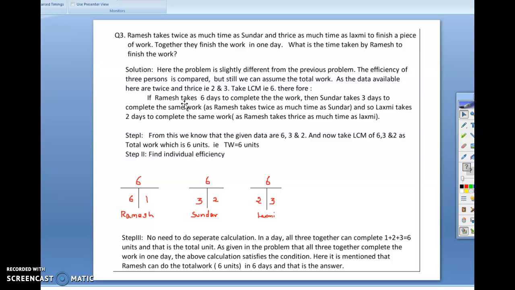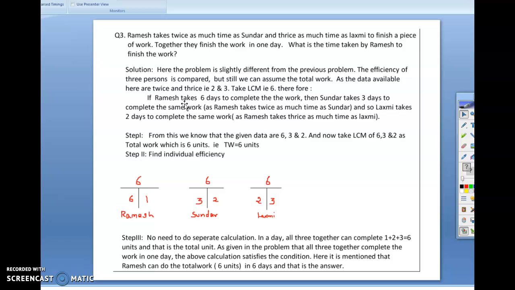So when Ramesh takes 6 days, Sundar can take 3 days because Ramesh takes twice as much time as Sundar. So when Ramesh takes 6 days, then Sundar will be taking 3 days, half of that. Similarly, when you consider Ramesh and Lakshmi, Ramesh takes thrice as much time as Lakshmi. So when Ramesh takes 6 days, Lakshmi will be taking 2 days. So the 3 data we have here is Ramesh can finish the work in 6 days, Sundar can finish the same work in 3 days, and Lakshmi can complete the same work in 2 days.